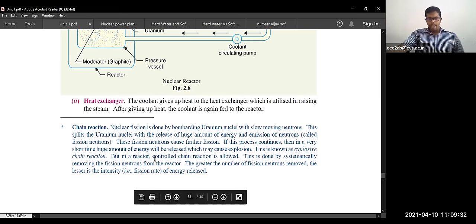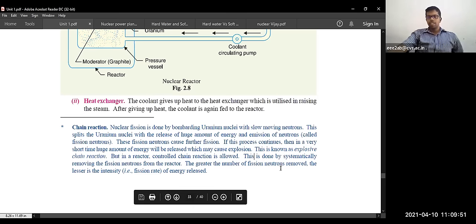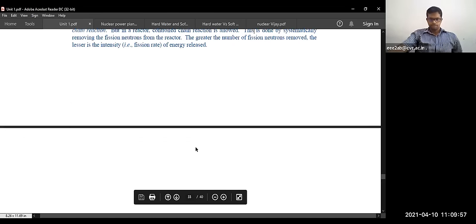But in the reactor, a controlled chain reaction is allowed. You have to write it like that: controlled chain reaction is allowed. This is done by systematically removing the fission neutrons from the reactor. The greater the number of fission neutrons removed, the lesser is the intensity of the energy released.